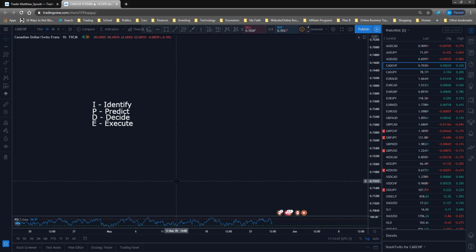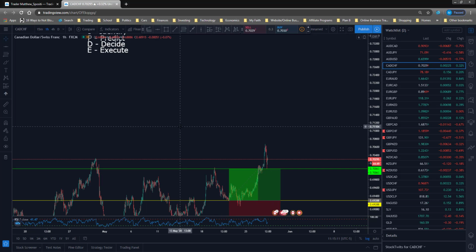Identify, predict, decide, execute. This is the four-step process that every single trading strategy has to have. Every trading strategy, whether you know it or not, you should probably have this. You probably do, okay? IPDE. What is it? How does it work? And how can you use it in your trading plan? That is the most important question to ask. So let's go ahead and get into this four-step process.